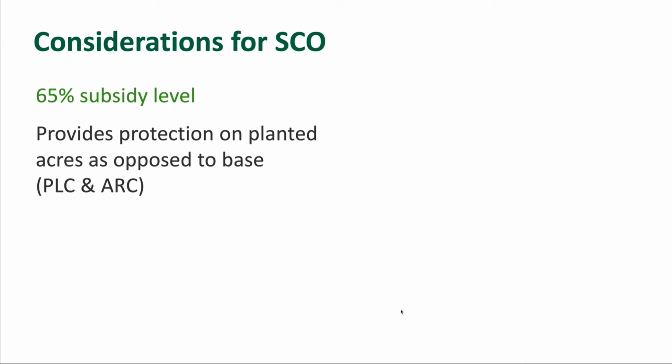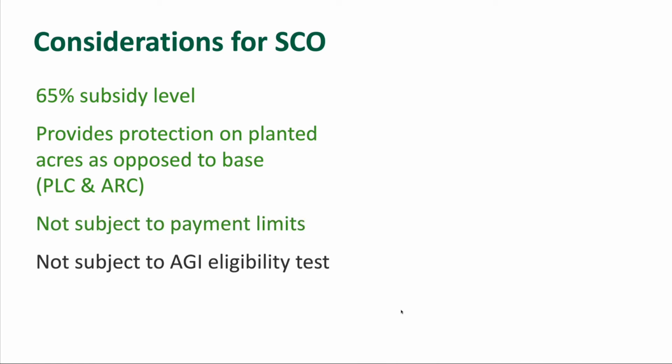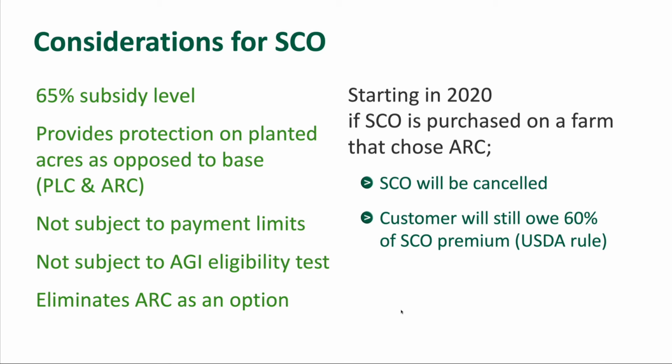Even though this tool is tied to your farm bill choice, it is still crop insurance. So it provides extra protection on what you plant that year, not on your base. And there's no payment limits, no AGI eligibility tests like ARC and PLC have. As we've mentioned several times, ARC eliminates SCO as an option. Now, here's one point I want to make sure we stress.